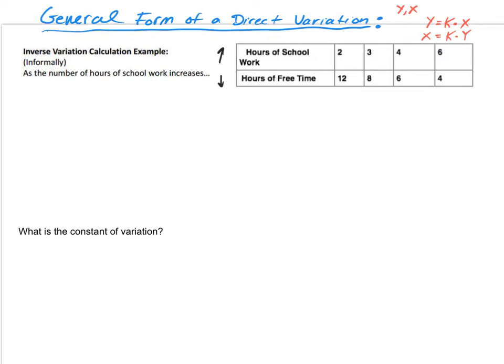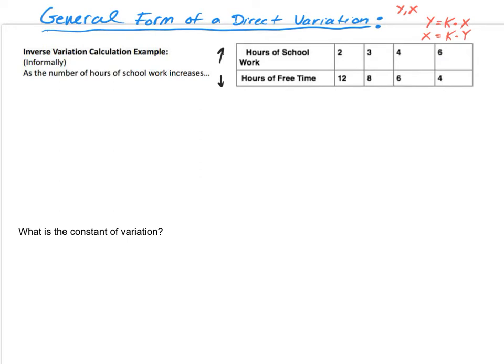The other way you could immediately see this is not a direct variation is by looking at the ratio of schoolwork divided by free time, and you see it's changing each time. I don't have to do a lot of mental math to see 2 divided by 12 is not going to be the same as 6 divided by 4. So immediately I know this is not a direct variation. In this example, what we have is actually an inverse variation.